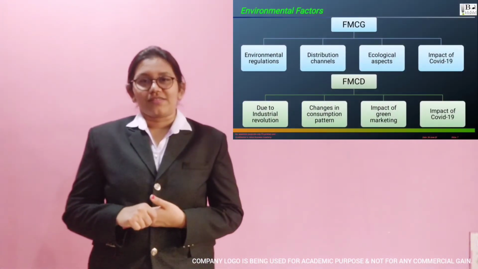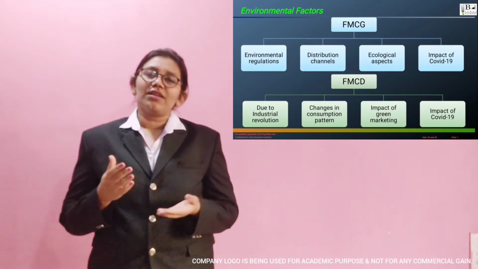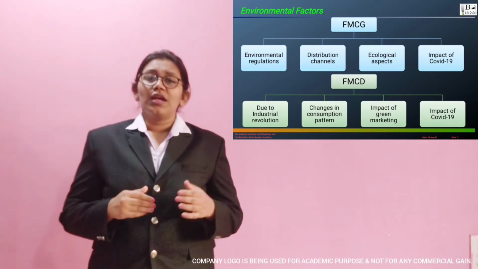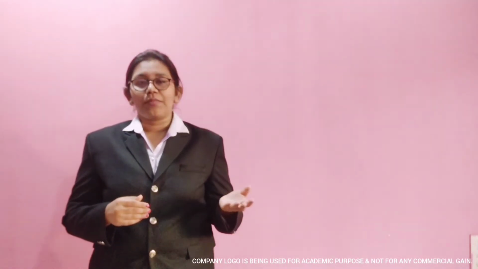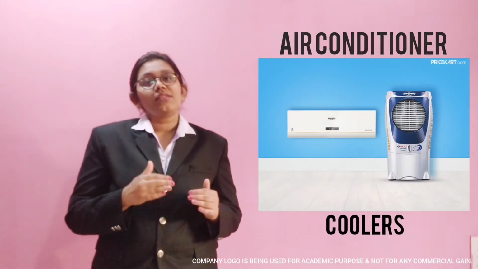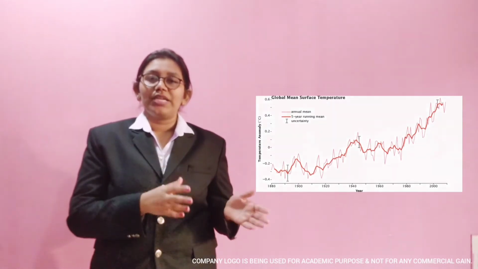Now we will discuss the environmental factors in PESTEL analysis. Environmental and ecological factors affect the companies directly or indirectly. For example, change in climate directly affects the demand for air conditioners and coolers. Increase in global warming has also led companies to manufacture products emitting less or no pollution at all.